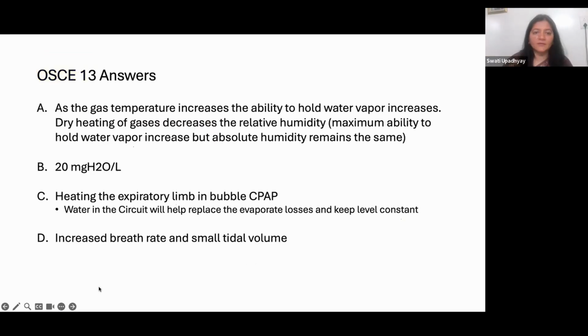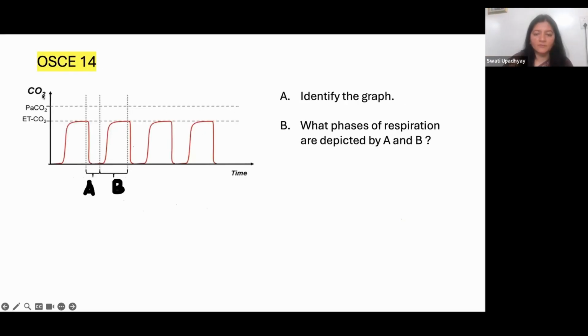Here we can see the question. All of you can see a graph on the screen. Identify the graph and what phases of respiration are depicted by A and B. You can type your answers. What is this graph?